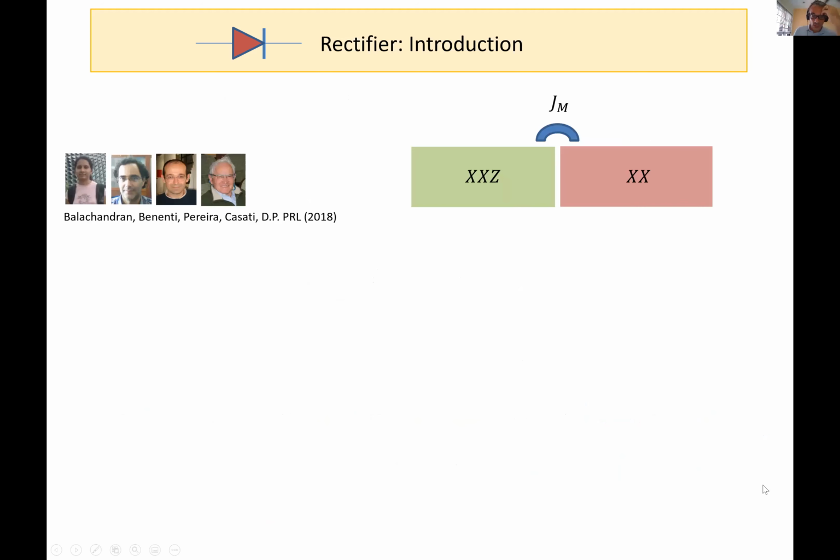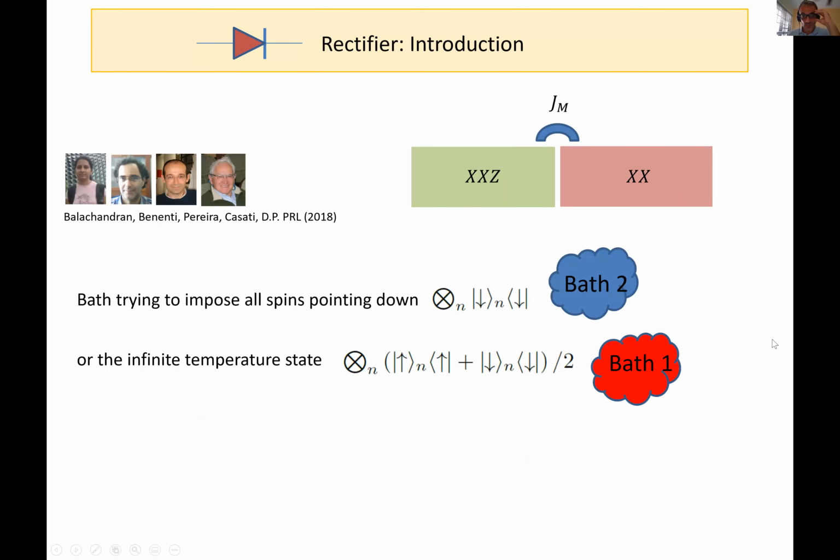Okay, so the first thing that we tried to do, in a collaboration with my postdoc Vinita and then Pereira, Beninte, and Casati, was to look at an XXZ chain coupled to an XX chain with a small coupling, g. On one side, we had a bath trying to impose all spins pointing down, and on the other side, one pointing towards the infinite temperature state.